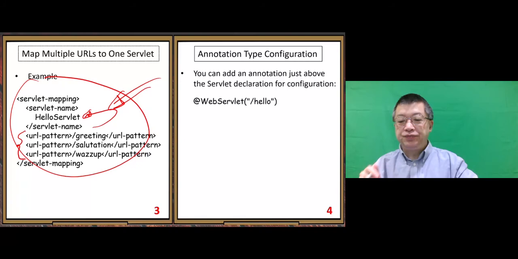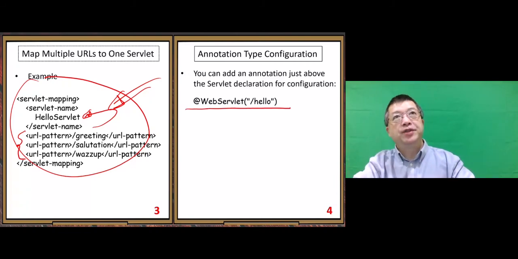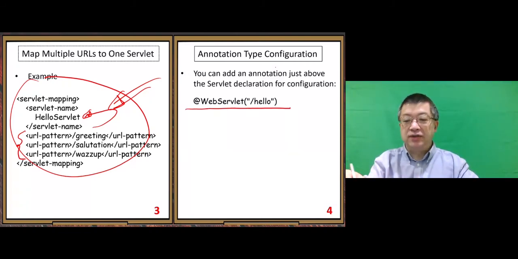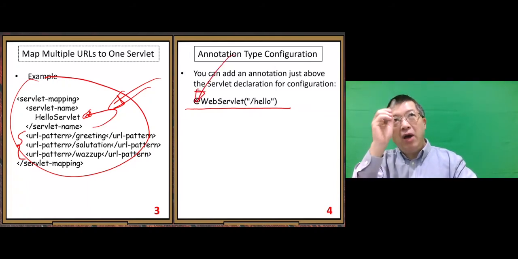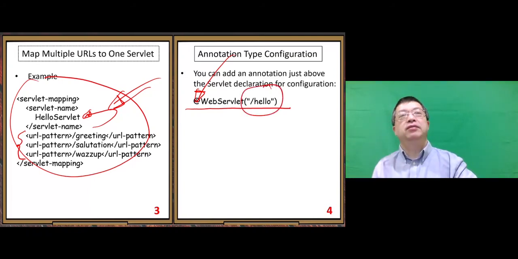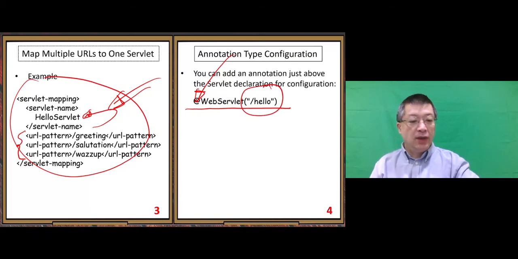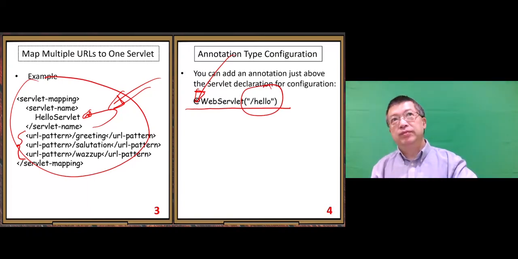All right. For example, in our hello world, we only need one line like this. That's it. At WebServlet, this is annotation. Then, what URL pattern do we use? That's the URL pattern. That's it. URL mapping is done, right? Look at another example.